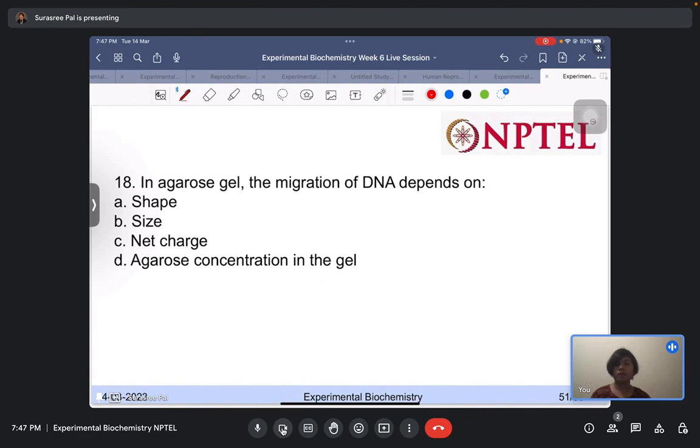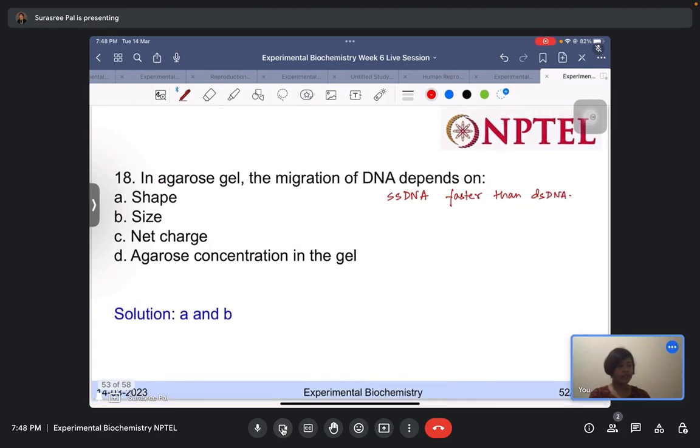On what factors does the migration of DNA depend in the agarose gel? So the correct answer is shape and size of the DNA molecule. So DNA shape is also important. Suppose the DNA is single stranded, it will always migrate faster than double stranded DNA. So single strand DNA migrates faster than double strand DNA.